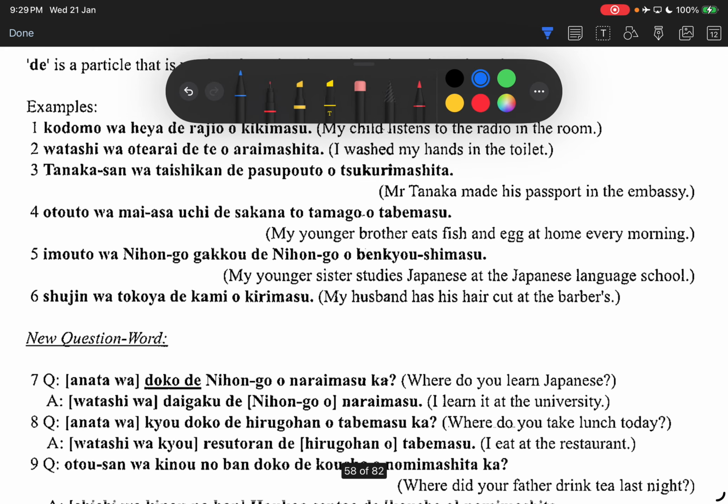Okay, number 6. 主人は床屋で髪を切ります。So the thing here is kami is hair. What do you do to the hair? The verb is kirimasu, means cut. So cut hair where? Tokoya de, right? At the barber.